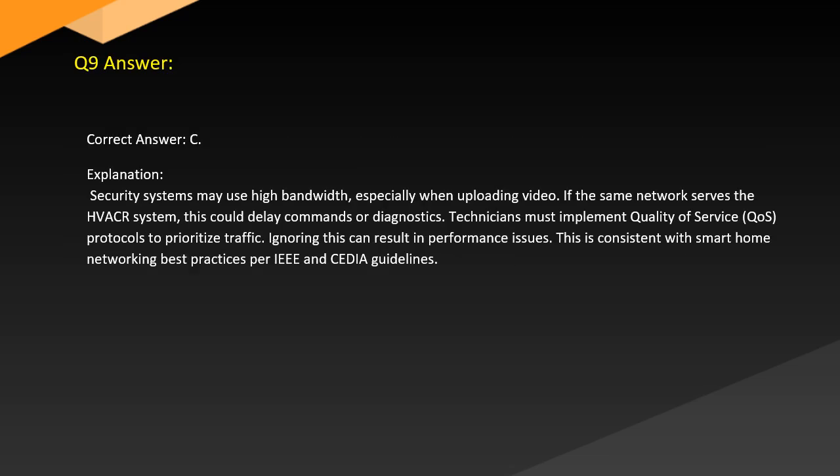Answer. Correct answer: C. Explanation: Security systems may use high bandwidth, especially when uploading video. If the same network serves the HVACR system, this could delay commands or diagnostics. Technicians must implement quality of service (QoS) protocols to prioritize traffic. Ignoring this can result in performance issues. This is consistent with smart home networking best practices per CEDIA guidelines.